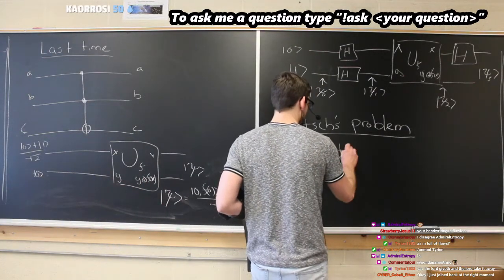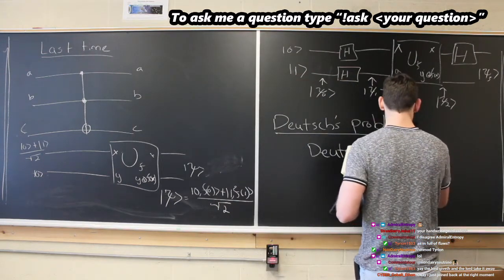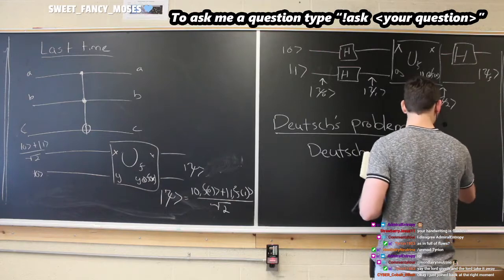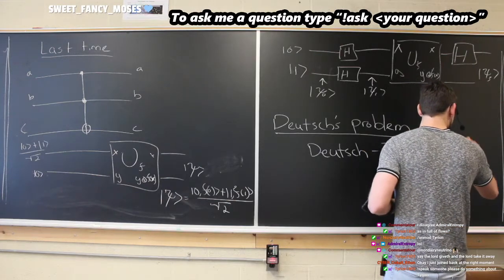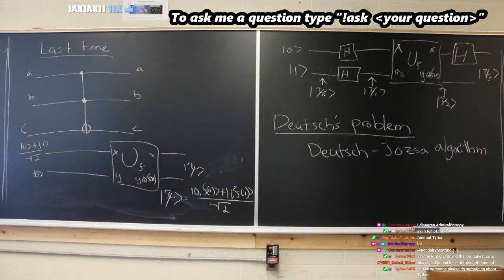It's Deutsch. I think it's Jozsa. Am I pronouncing that right? Someone Algorithm. Please do something about Tyrion. Says Tyrion. Okay. He needs help.